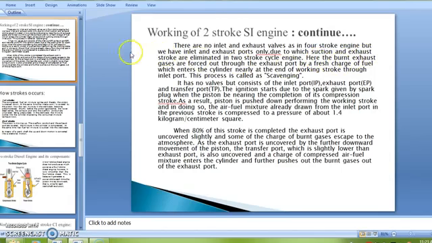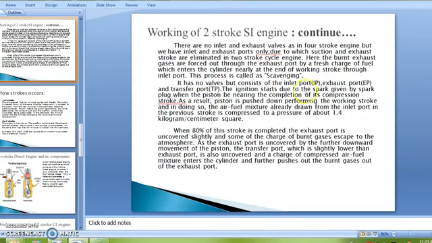Here the burnt exhaust gases are forced out through the exhaust port by a fresh charge of fuel, which enters the cylinder newly at the end of the working stroke through the inlet port. This process is called scavenging. It has no valve but consists of inlet port IP, exhaust port EP and transfer port TP.